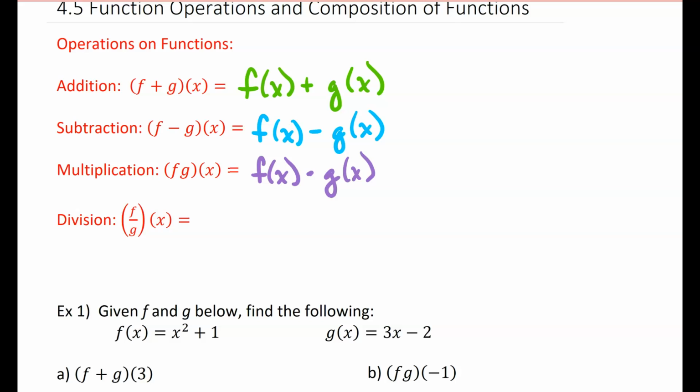And then our last one, f over g of x. What do you suppose that can be restated as? There you go. f of x divided by g of x. And I'm just going to make one statement. What is the one number g of x cannot be equal to? 0. Okay.